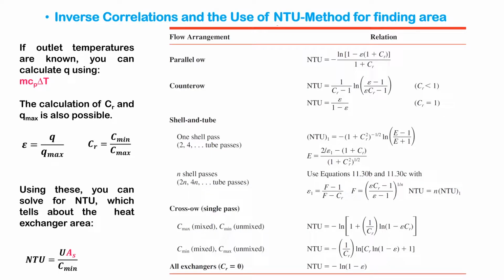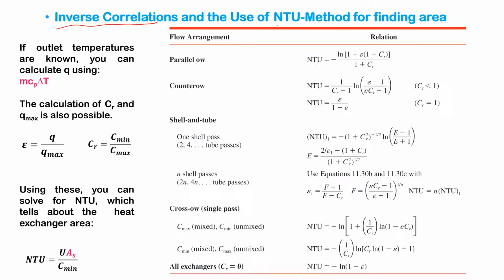So I mentioned to you this effectiveness NTU method. We use it primarily for finding outlet temperature, but this is actually not fully true. The truth is you can also use the effectiveness NTU method to calculate area as well. These are called inverse correlations.